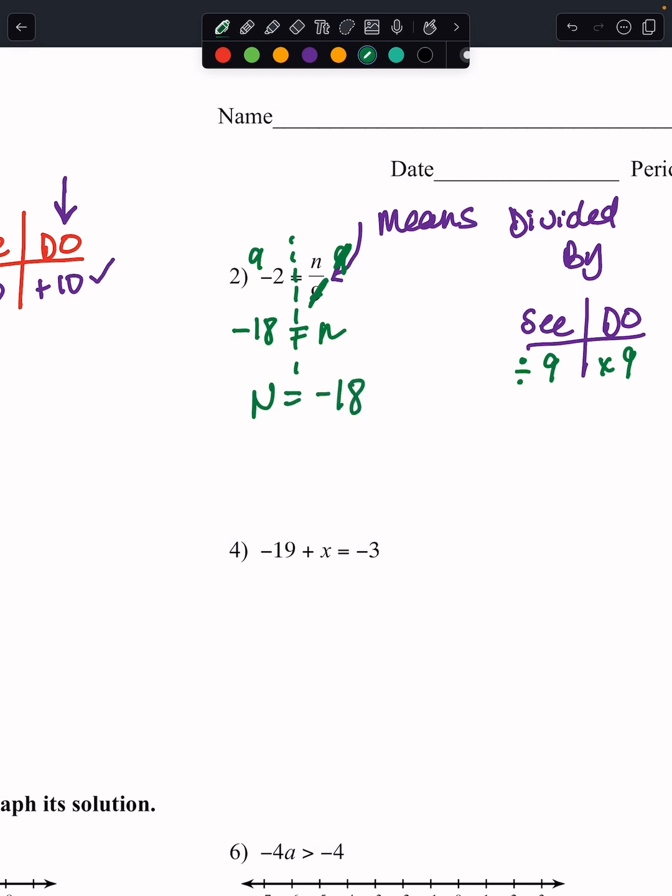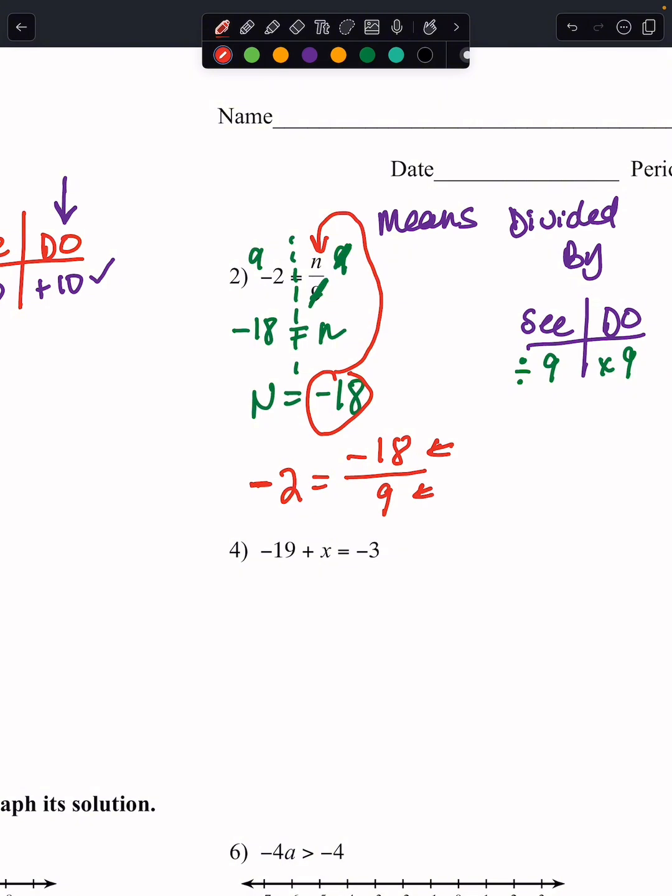Okay, let's erase this real quick. If you take this answer and plug it back in right here, so instead of putting n, you put negative 18, you'll notice that your answer is right, because negative 18 divided by a positive 9, remember, if the signs are different, it's going to be a negative. Now I have to do 18 divided by 9, and you get negative 2. That's how you check and see if your work is correct.